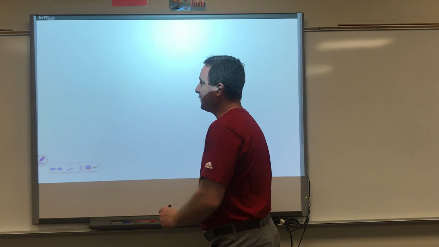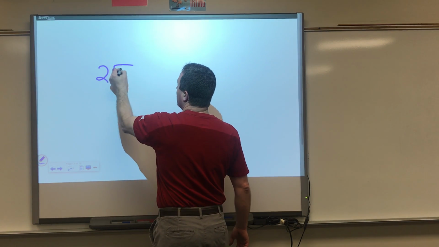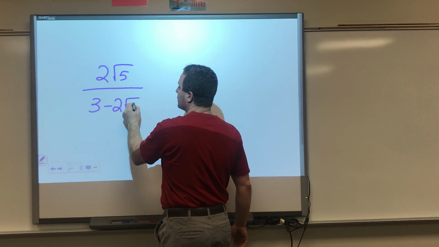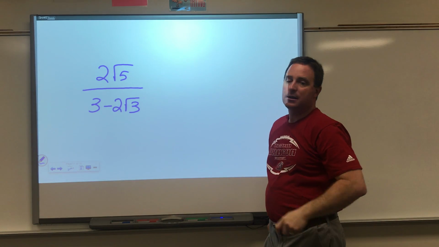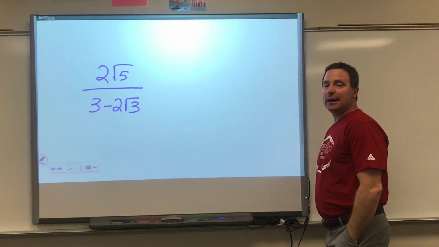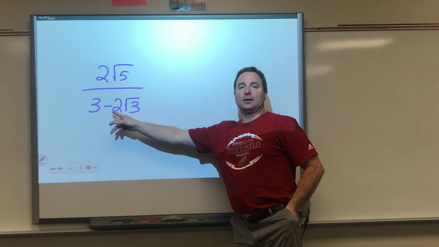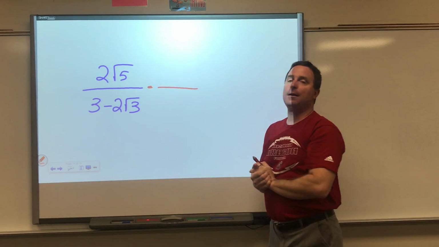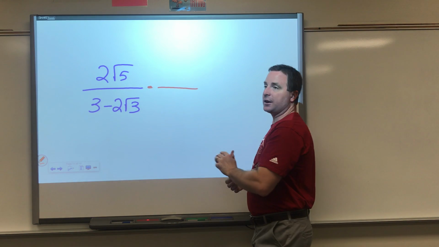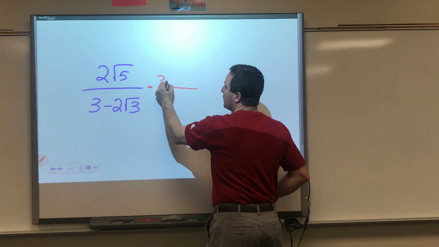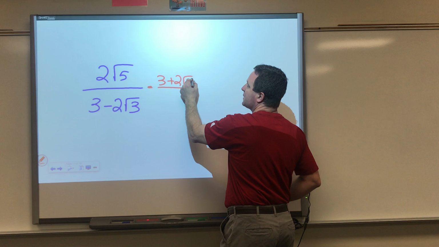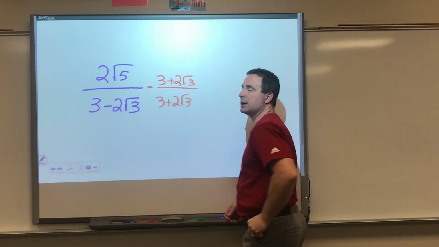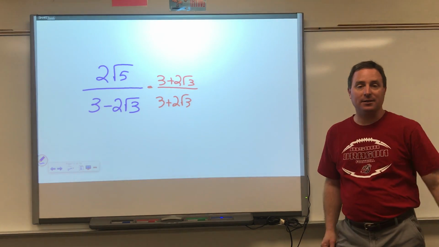What if I had this one? 2 square roots of 5 over 3 minus 2 square roots of 3. Well, I look down there in the denominator, and there's a radical, and there's addition or subtraction in there. So I'm going to multiply the top and the bottom by the conjugate. The conjugate of 3 minus 2 square roots of 3 is 3 plus 2 square roots of 3. And that's what we're going to multiply the top and the bottom by in this case.